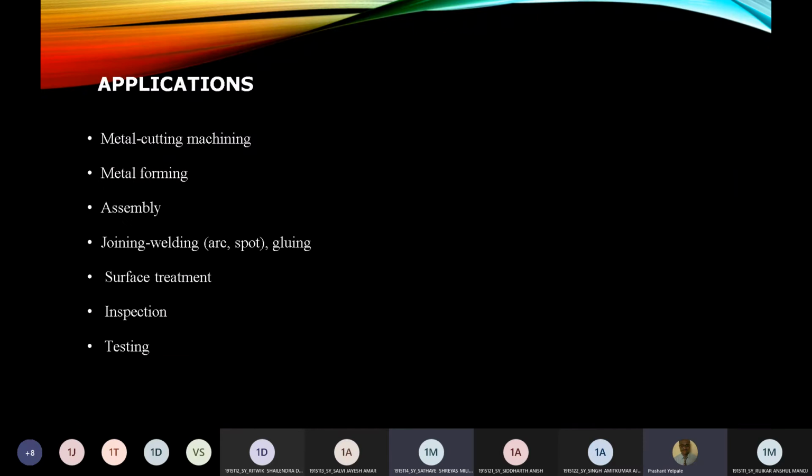Now we'll be talking about the applications. These applications are just some general industry applications listed here: it can be used in metal cutting and machining, metal forming, surface treatment, inspection, etc. The main one I want to focus on here is assembly, because we'll be talking about a real life example where FMS was actually implemented in a company called Watt Aerospace.